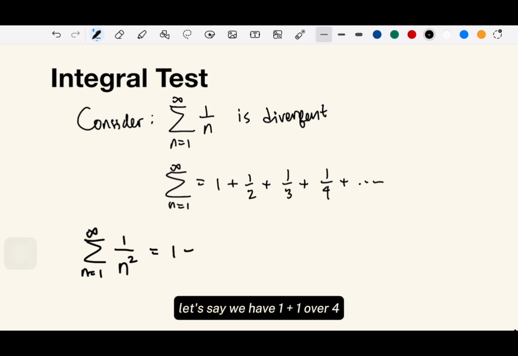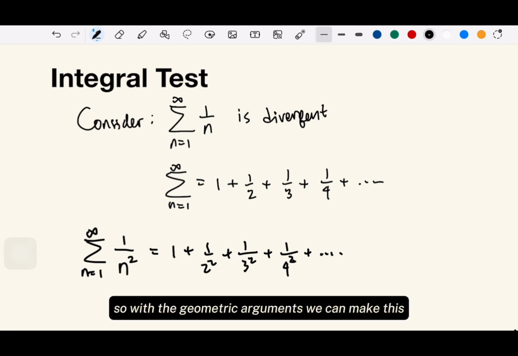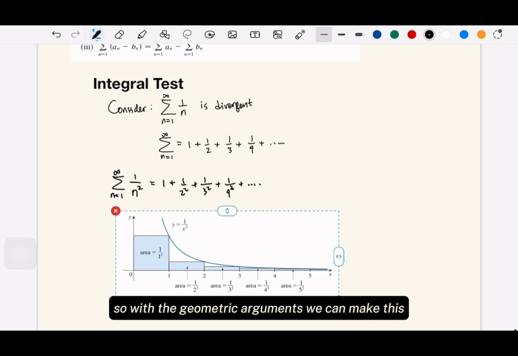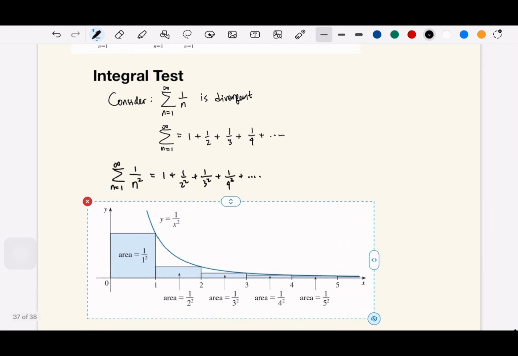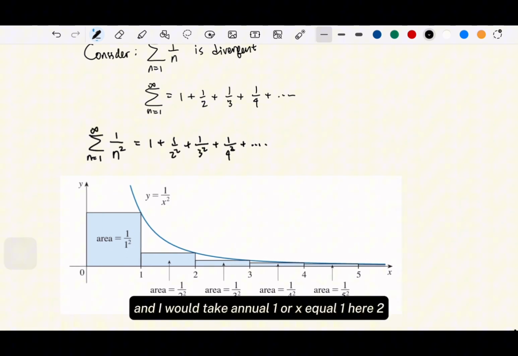So let's say we have 1 plus 1 over 4. Oh, let me write 2 squared. So with geometric arguments, we can make this 1 over x squared, okay. And then we take n equal 1 or x equal 1 here. Okay, 2, 3, 4, and it's going to get closer to 0.